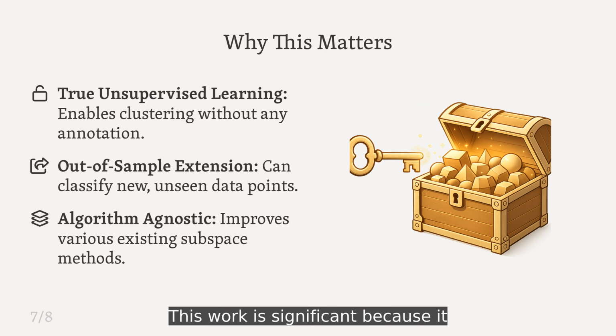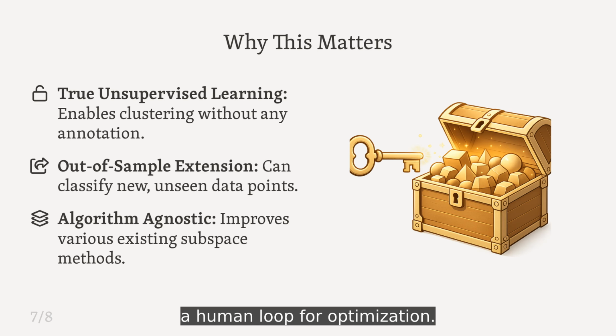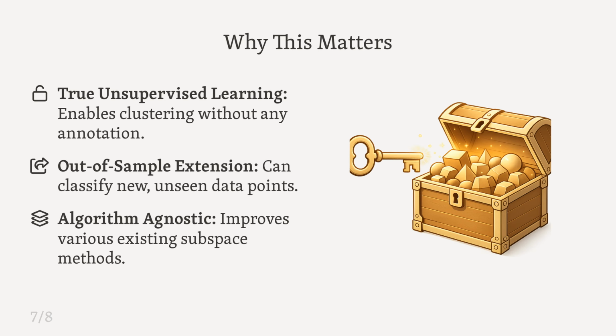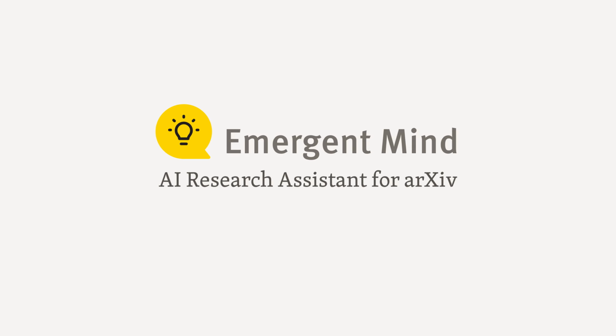This work is significant because it finally allows us to deploy powerful subspace clustering algorithms in the wild, where labels are scarce. By validating that internal stability is a strong proxy for accuracy, the authors have provided a way to process new, unseen data with confidence, without requiring a human in the loop for optimization. By turning the model's consistency into its own guide, this paper demonstrates that we can tune complex algorithms effectively even when we are flying blind.